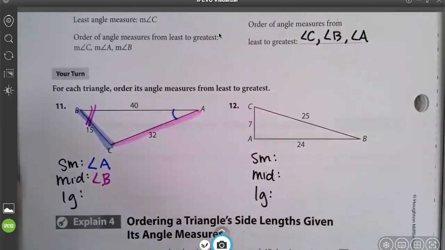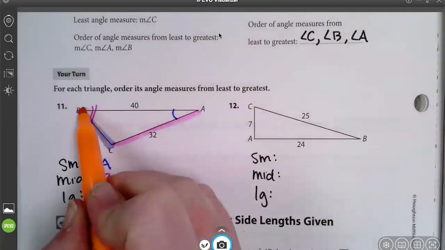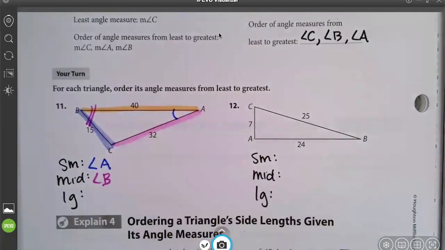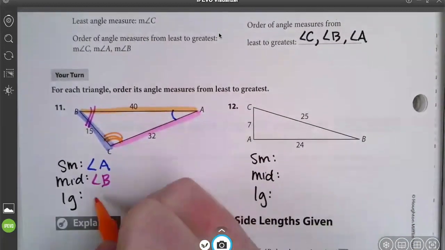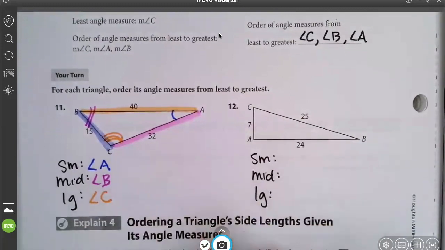So that leaves our last side, which is 40 and the longest. That side touches angle B and it touches angle A, so C is the one not being touched. It is the opposite angle, and therefore it is the largest.